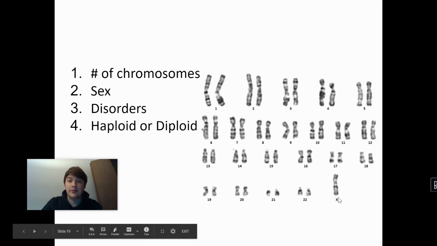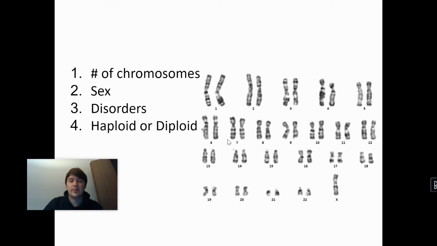Disorders, yes, there will be a disorder. They only have 1 X chromosome. And haploid or diploid would be a diploid example.